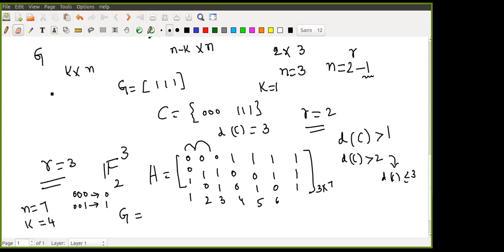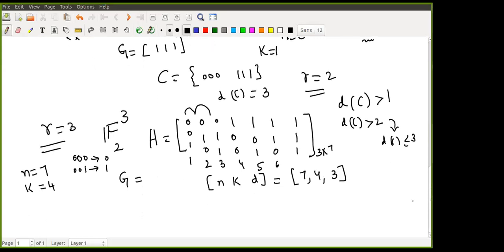Now, what are the parameters of the code? All the parameters, [n, k, d]. How do you write this? [7, 4, 3]. Yes, go ahead. It is a Hamming code with parameters [7, 4, 3]. So now what is the next? r is equal to 4.